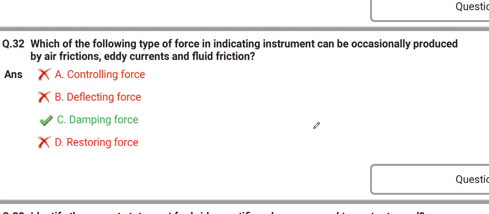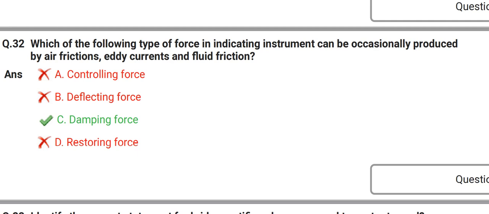Which of the following types of force in indicating instrument can be occasionally produced by air friction, eddy currents, and fluid friction? So the answer is damping force. We know the damping system is that part of the instrument which provides damping force to damp the oscillations of the pointer before it comes to rest.